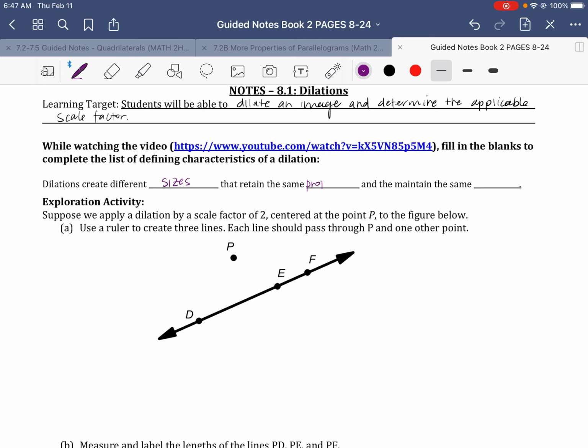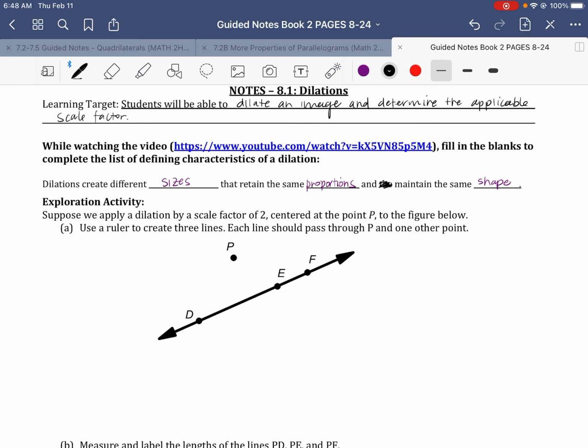They keep the same proportions. So if one side grows, the other side has to grow as well. And in the video, you'll kind of see that with a little school picture that's growing. And they maintain the same shape, so all the angles have to remain the same. So different sizes retain the same proportions and maintain the same shape.